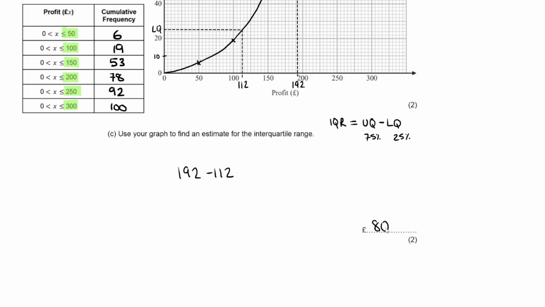They will give you a slight range of possible answers, just given that obviously your curve might be slightly different to someone else's. As long as you're within that range, then it's fine. As long as in this case you've got something that's kind of close to 80, that's fine.